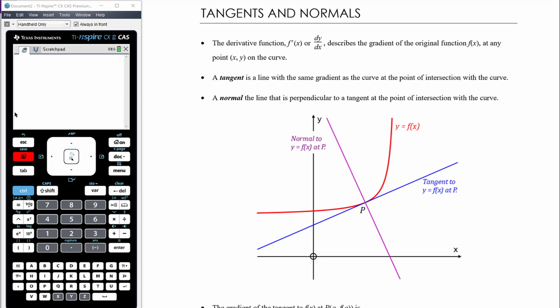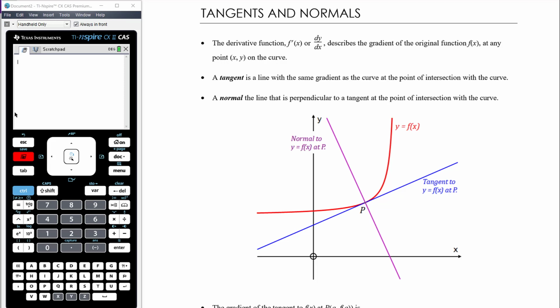So let's have a think about what we know. We know that the derivative of a function, we can denote that f dash x or dy dx or all sorts of other things depending on what the original function is called. But the point is that the derivative describes the gradient of the original function at any point (x, y) on the curve. So we get a rule to describe gradient. We can substitute the x coordinate of the point in and it gives us the gradient.